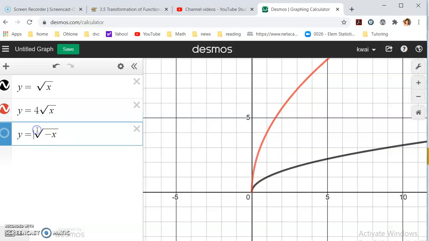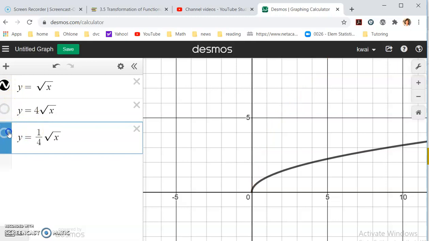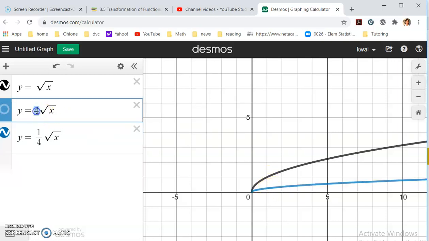What about if I keep the x inside, but I multiply by a number that is 1/4 instead? Can you see that it is just smaller? The same x value becomes just 1/4 of it. This is 1, but this is 1/4. So if you multiply by a big number, it becomes taller. We call it a stretch. If you multiply by a fraction, it becomes a compression. It's shorter than your original one.